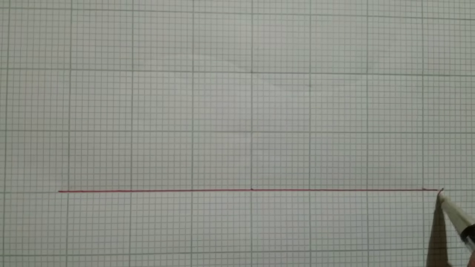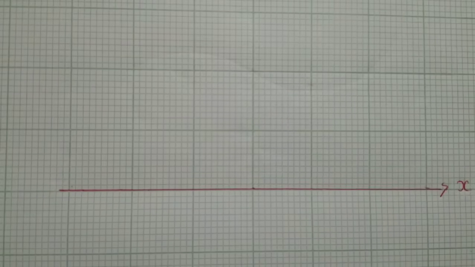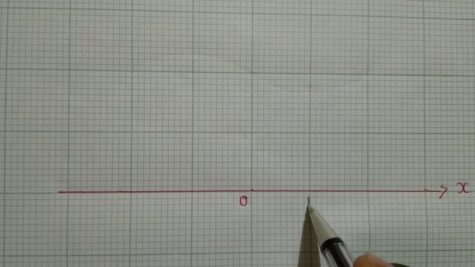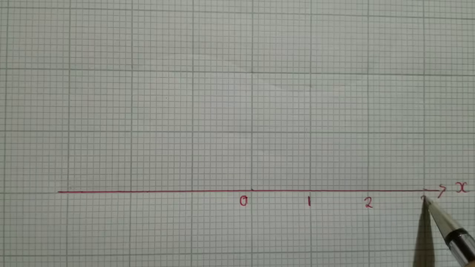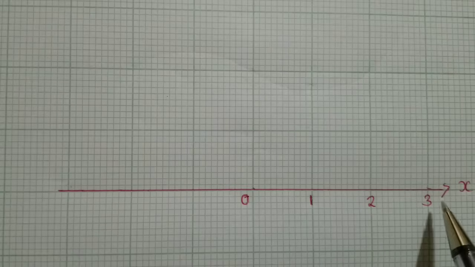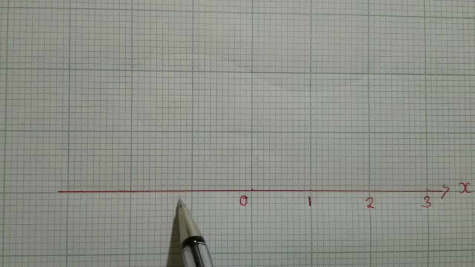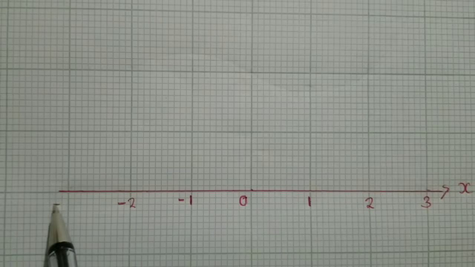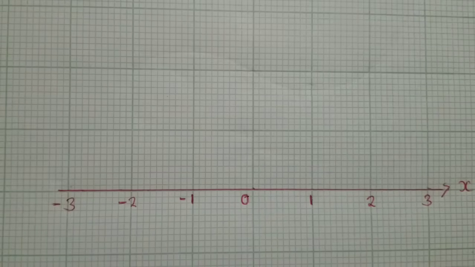So this is our x-axis. You even show that this is the x-axis. So this is where our 0 is. Our 1 will be here, 2, and 3. Remember where the range or the bound was ending. It was ending at 3. Going to the negative side, it is -1, -2, up to -3, just like that.